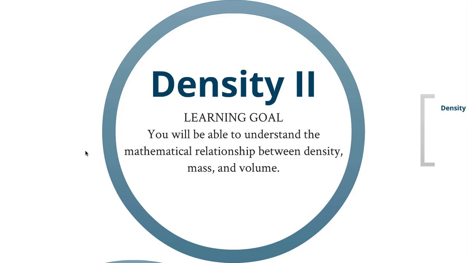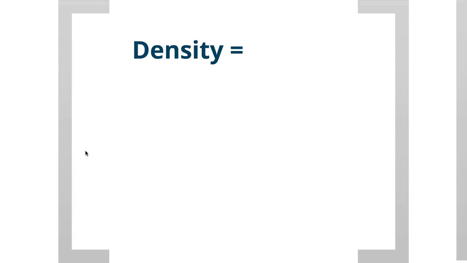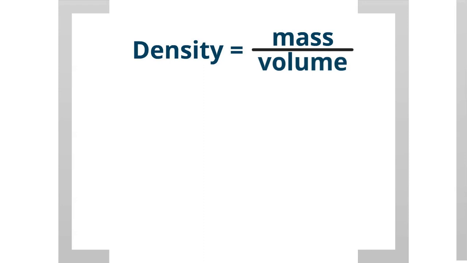For our second lesson on density, you will be able to understand the mathematical relationship between density, mass, and volume. Density equals mass divided by volume. So let's look at this beaker of water. It has a volume of 46 milliliters. 46 milliliters of water in the beaker.